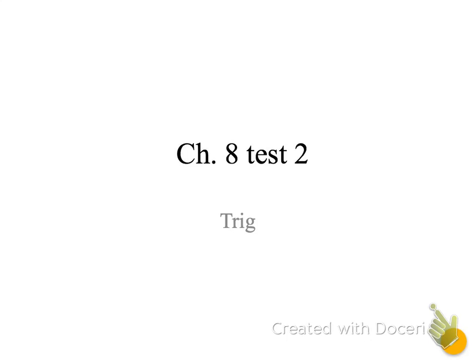So this is going to be the trig review, Chapter 8, Part 2 test. We're going to be talking about 30, 60, 90 triangles, 45, 45, 90 triangles, a squared plus b squared equals c squared, and SOHCAHTOA.